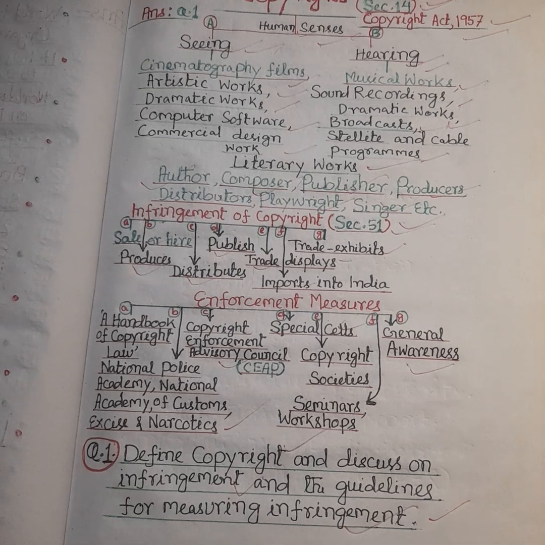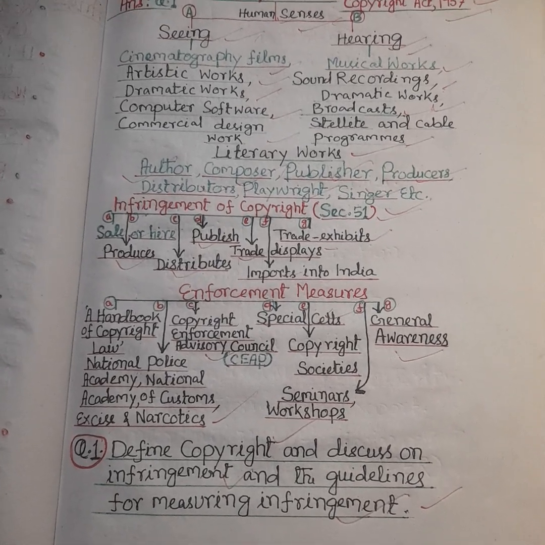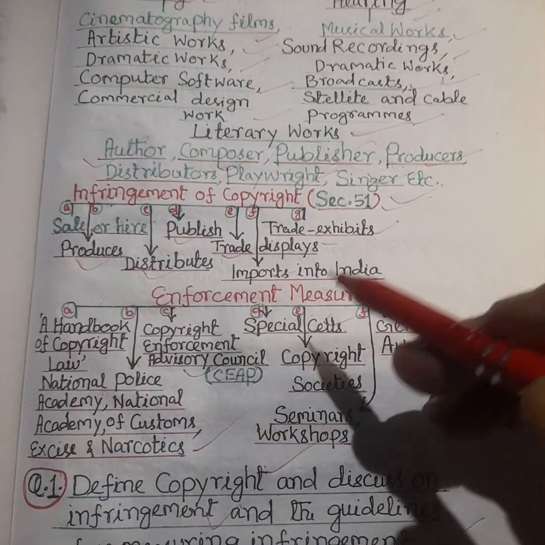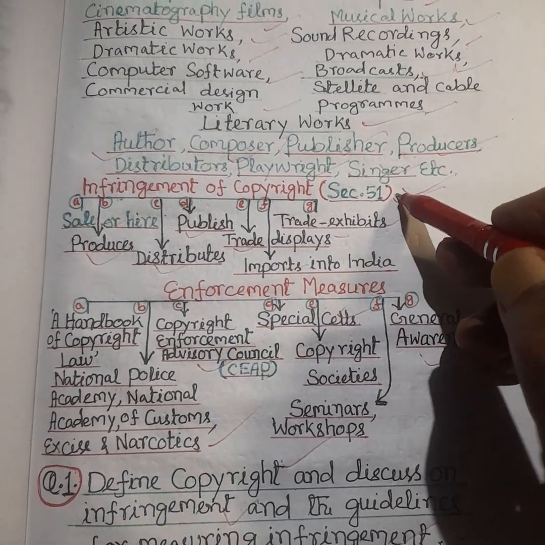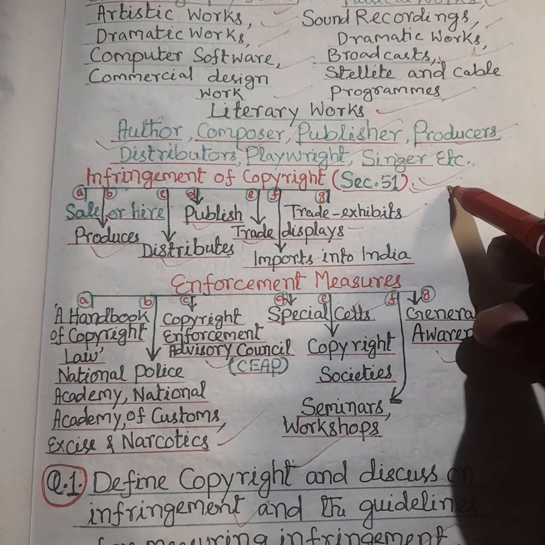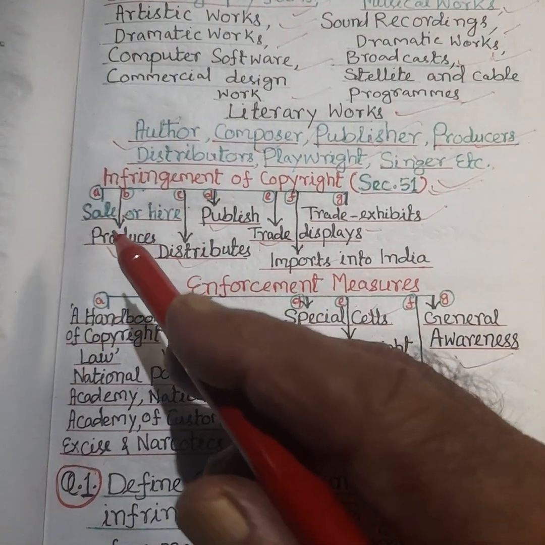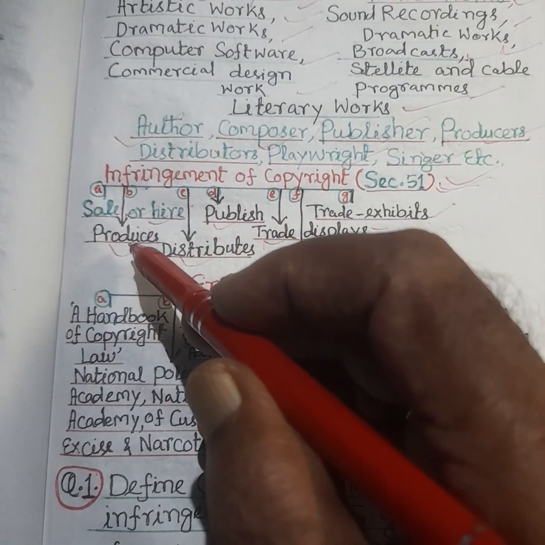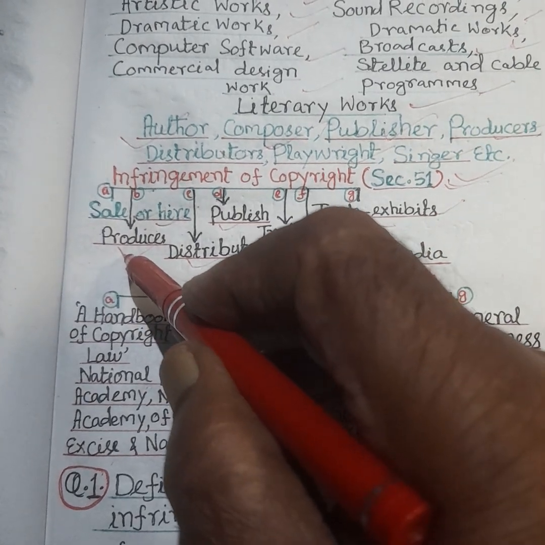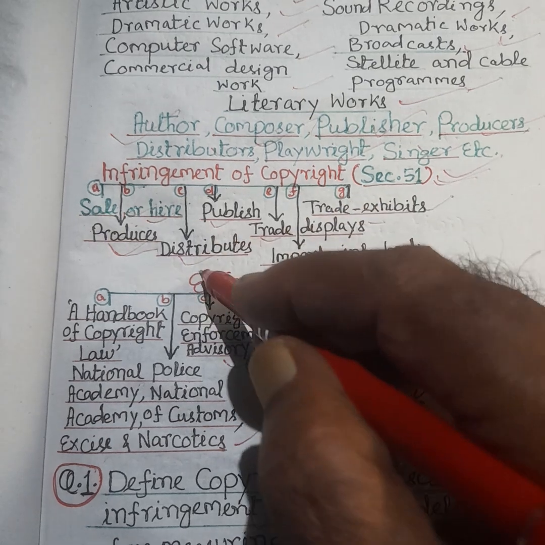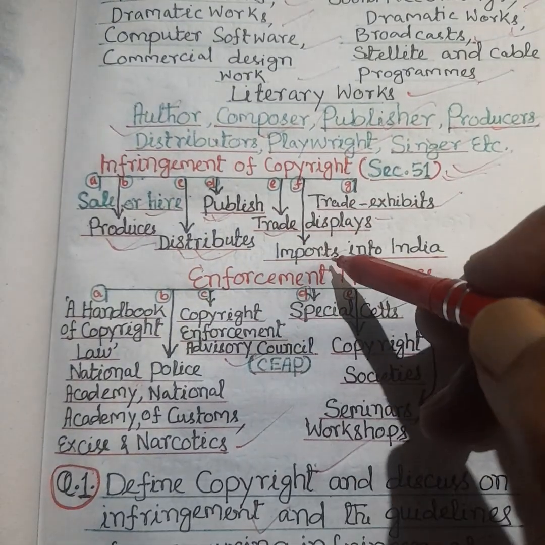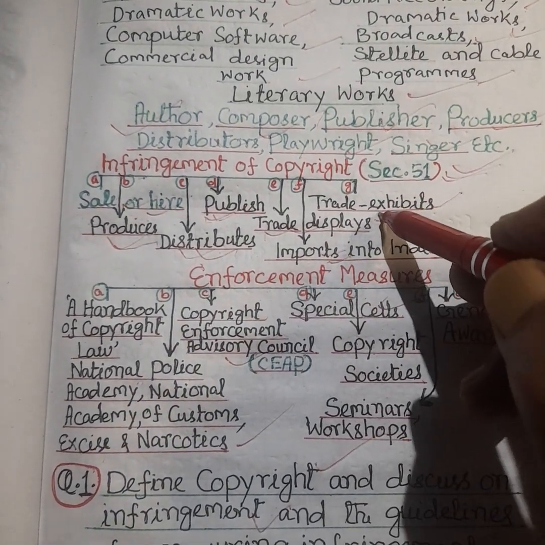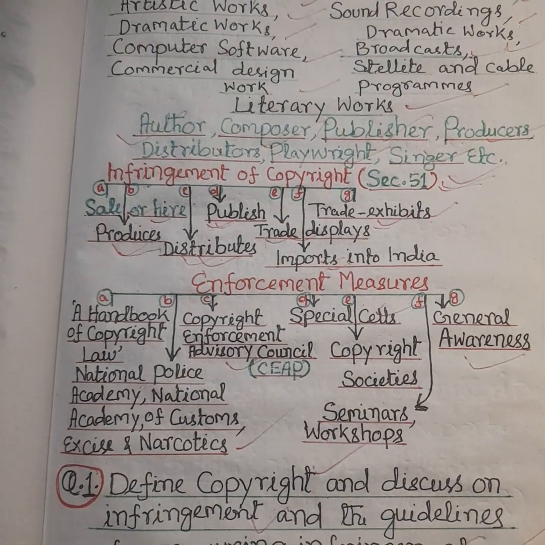So, now after defining copyright, we'll see exactly what infringement of copyright means. Section 51 provides about infringement of copyright, which deals with the sale or hire of any such work and its production and distribution, publication, trade displays, imports into India, and also trade exhibits in public.